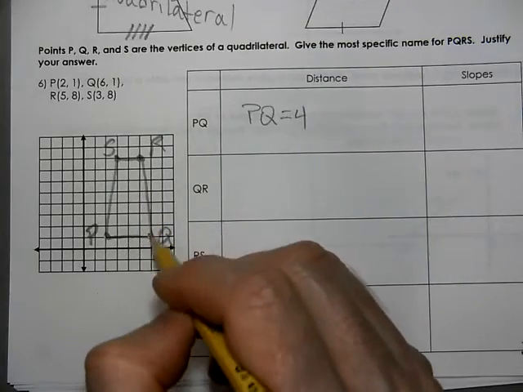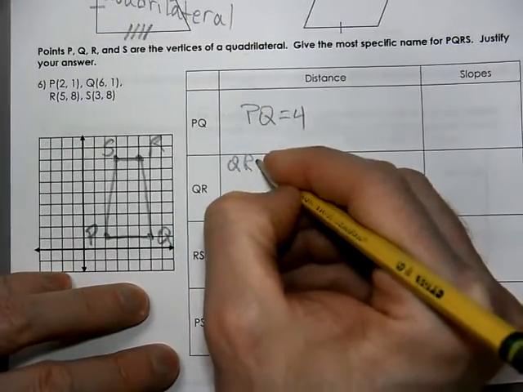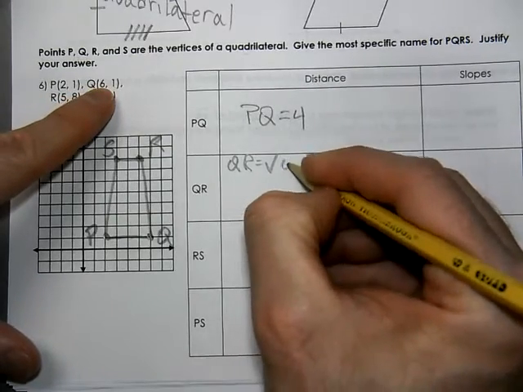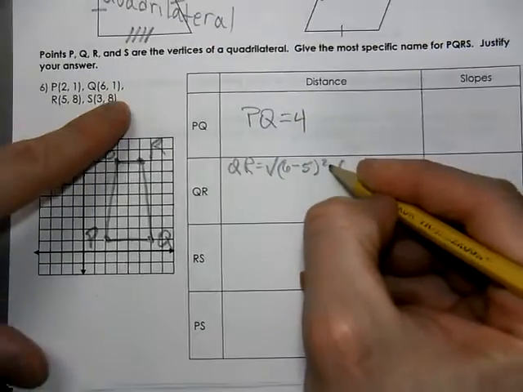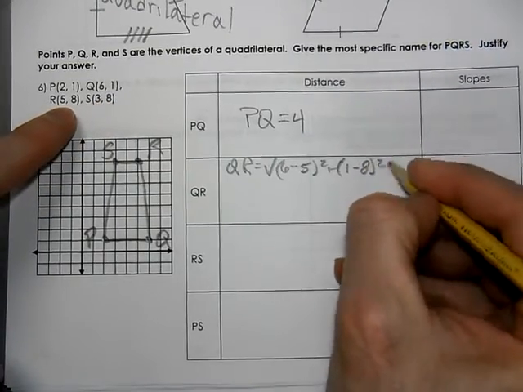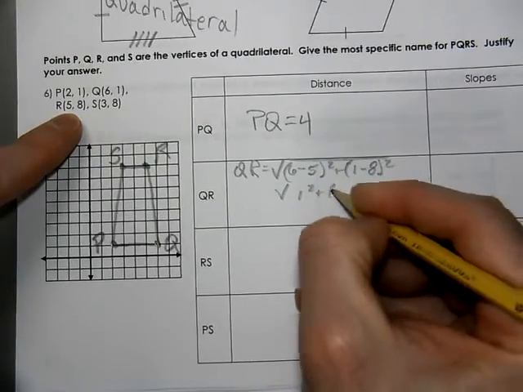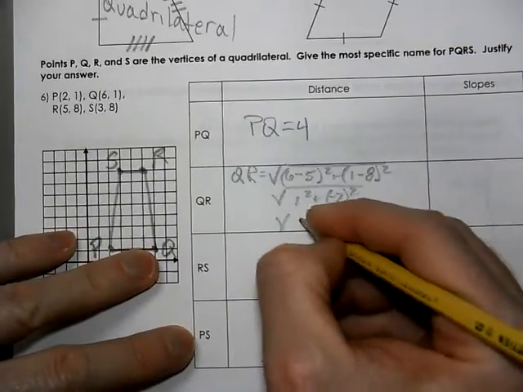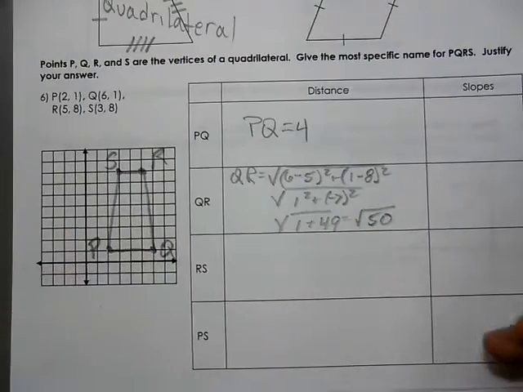QR is slanted, so we can't count that amount. We have to do our distance formula. So QR, we'll take the x value minus the x value and the y value minus the y value. So that leaves us with 1 squared and negative 7 squared. So that's going to come out to be 1 plus 49, which is the square root of 50.